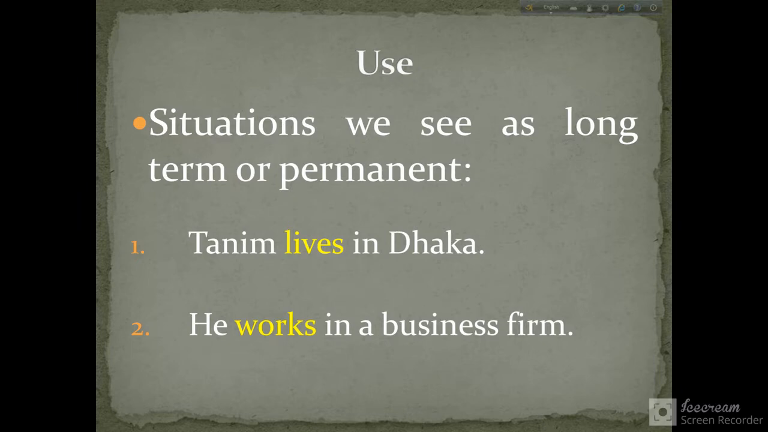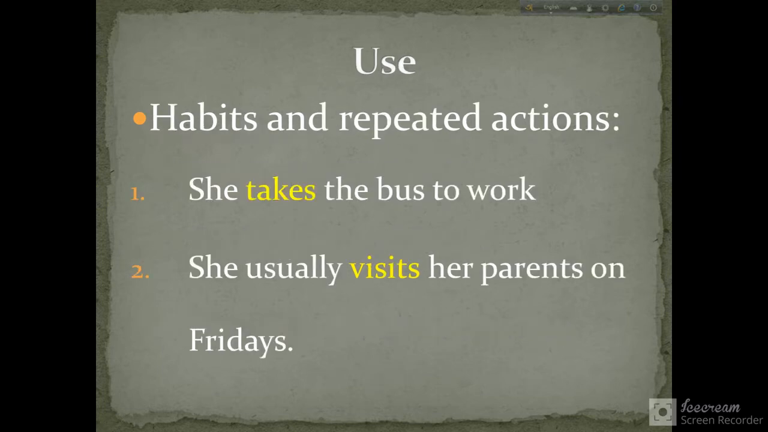It can be permanent. He works in a business firm. Here works, work is a verb and he is the subject. So work is of simple present form. In the first sentence, Tanim lives in Dhaka, and in the second, he works in a business firm, lives and works are of the simple present form, which describe the situations we see as long term or permanent.